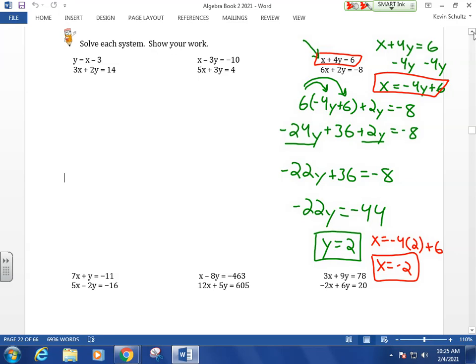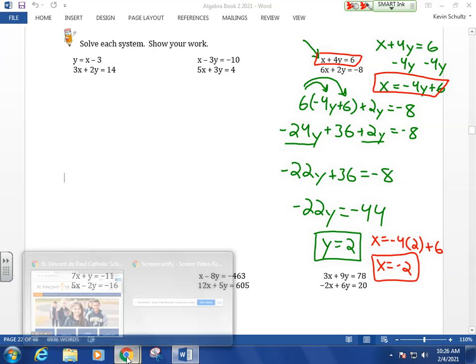Do we feel confident enough that we can tackle the other two with some success? Yes. The first one, y is already by itself for you, so you don't have to do any manipulation. You can just dive right in. The second one, you've got to do a little bit of manipulation first to get that variable by itself. So just those two for tomorrow. Any final questions, comments, concerns, complaints, or congratulations? All right. With gusto. That's how you math.